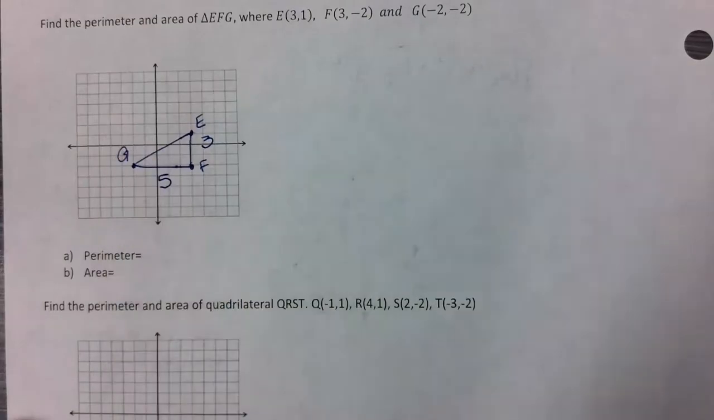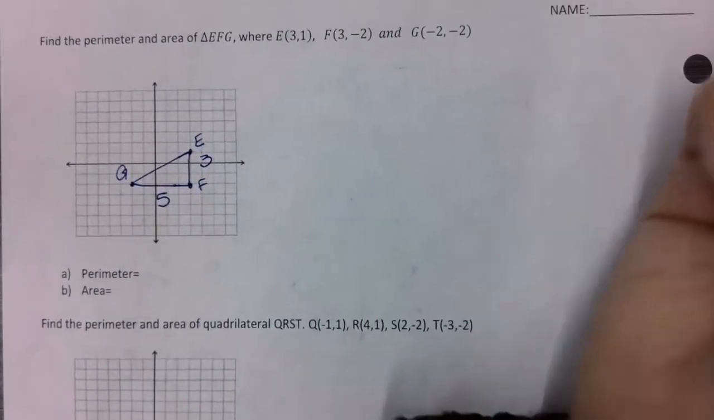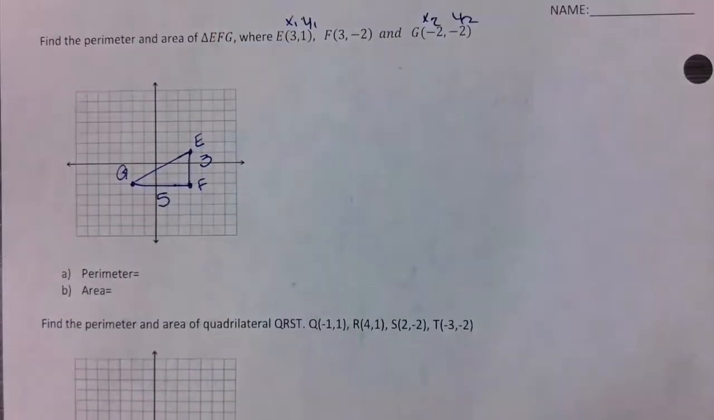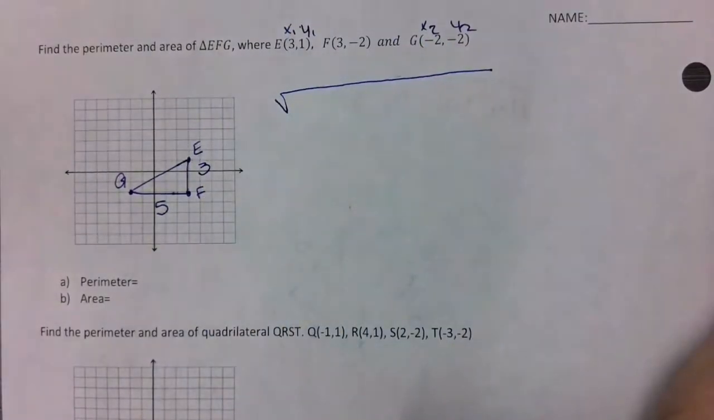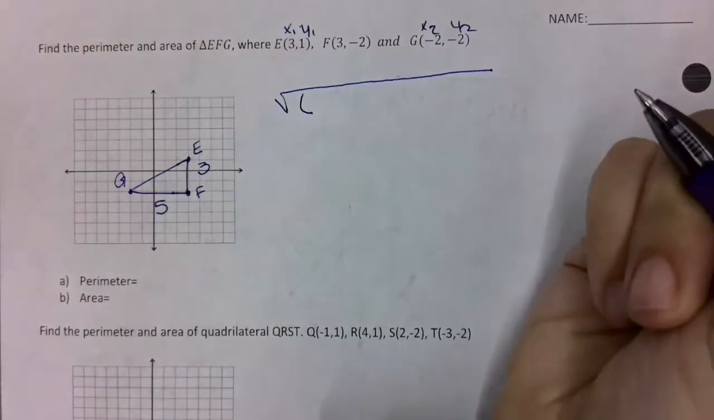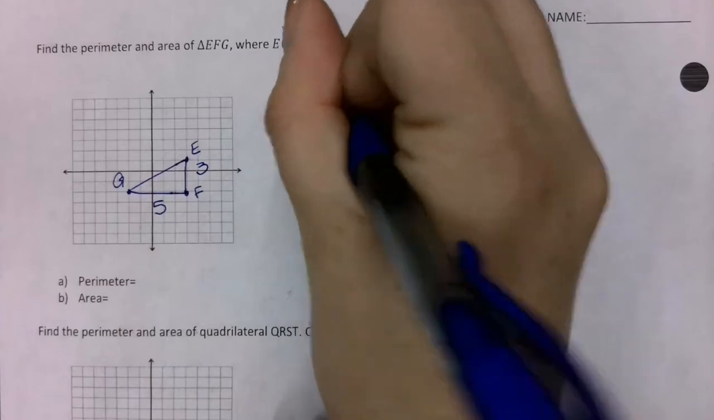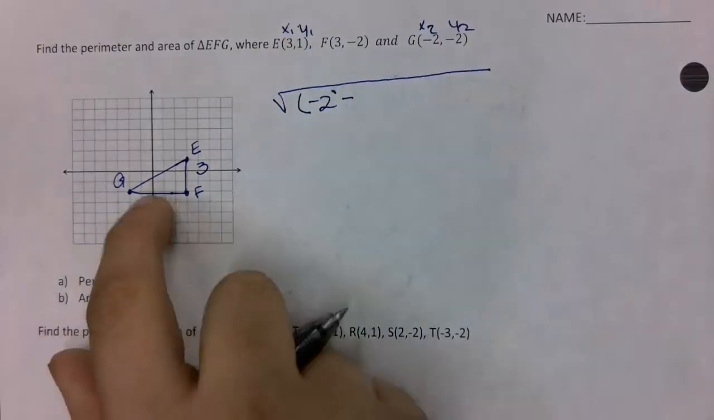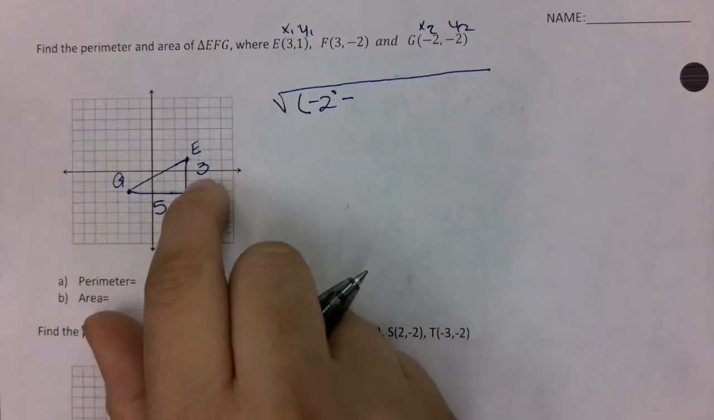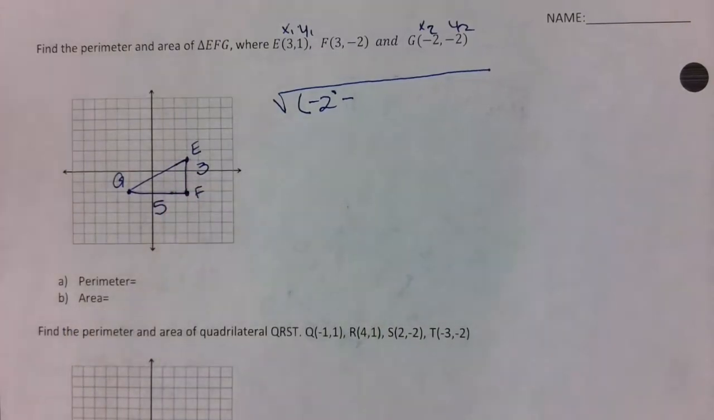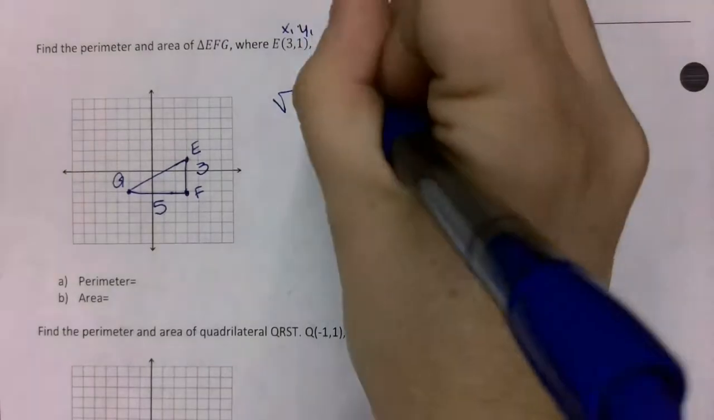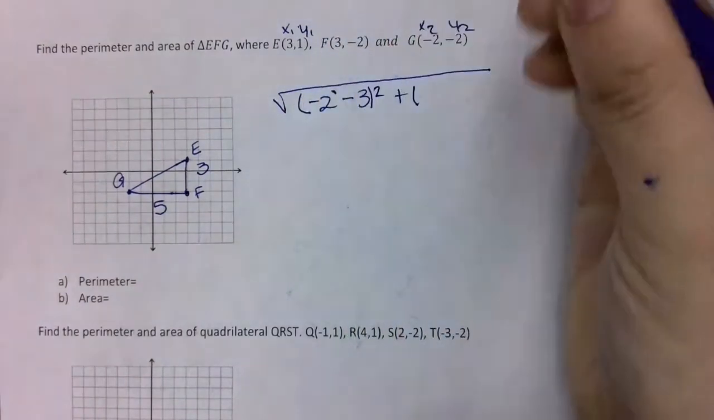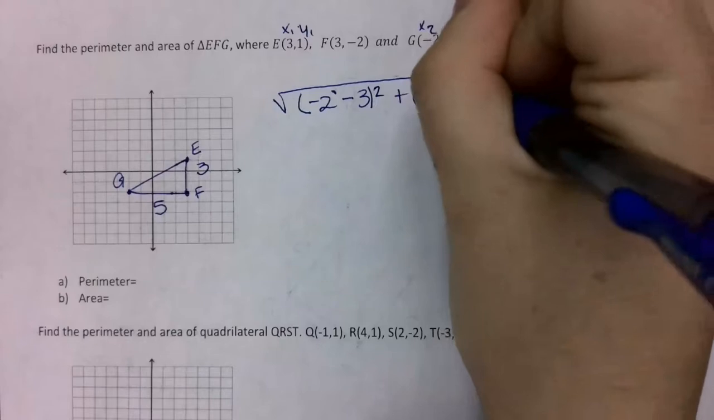Okay, so I have to use the distance formula for G and E. So I'm going to make this x1, this y1, x2, y2. Okay, what is my x2? Because I only need to find this line, because the other two I could just count, because they were nice. On the first one, they were all slanty, so I couldn't. What's my x1? What is my y2? And my y1?